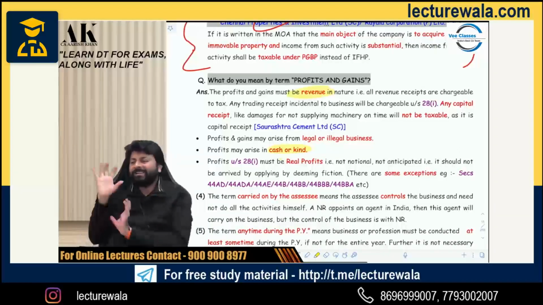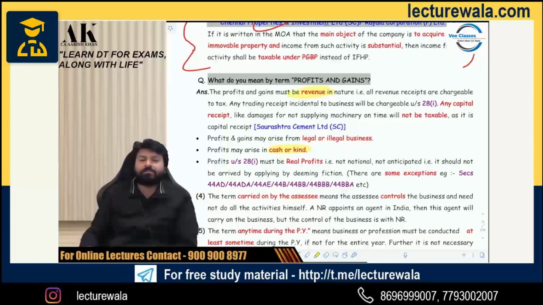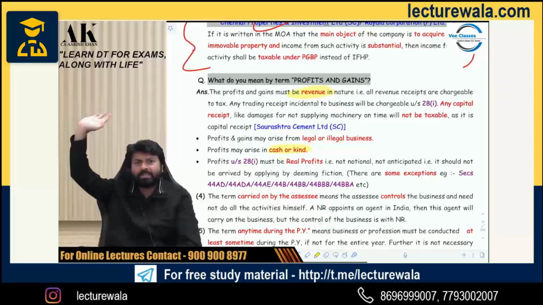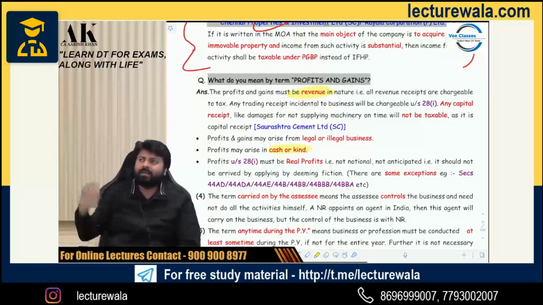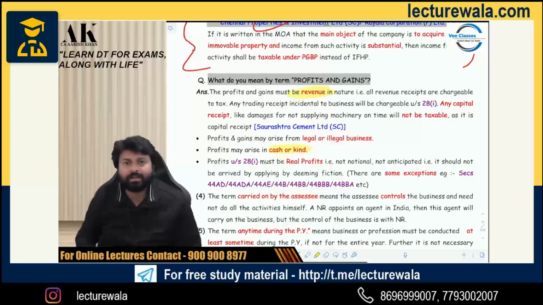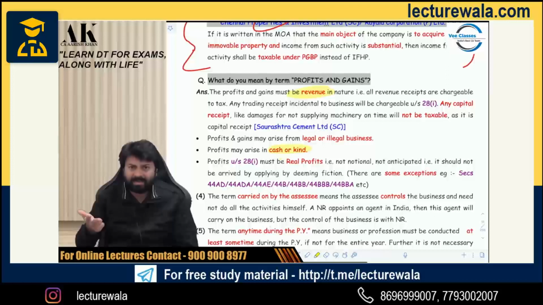So yes, there are certain notional sections, but those are special sections. Legally, we are absolutely correct. There is nothing wrong in the legality of the provision. Both are absolutely correct at that place. If you want to cover PGBP income, by default it has to be real, but yes, in certain exceptional cases, in some conditions, it can be notional also, like in 44AD. So this is what the characteristics of profits and gains is all about. It must be revenue, not capital. It must be real. It may be legal or illegal, cash or kind.